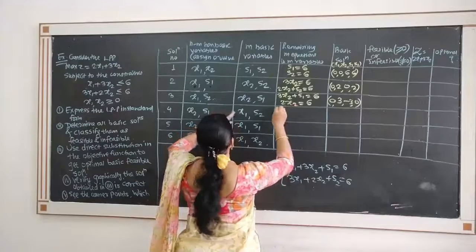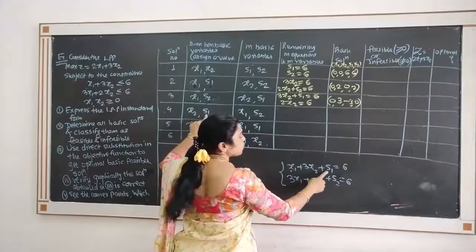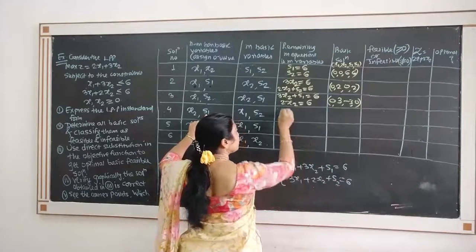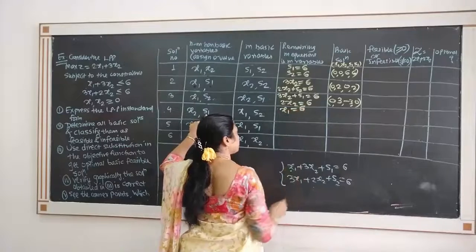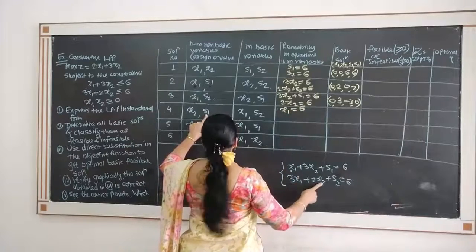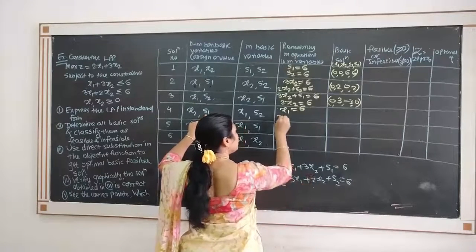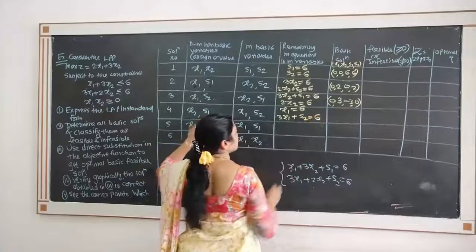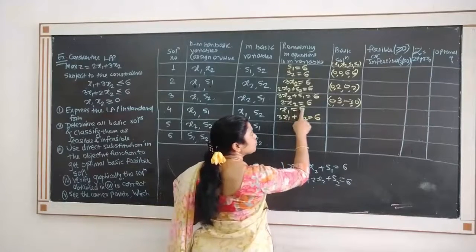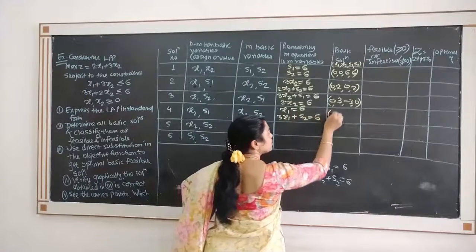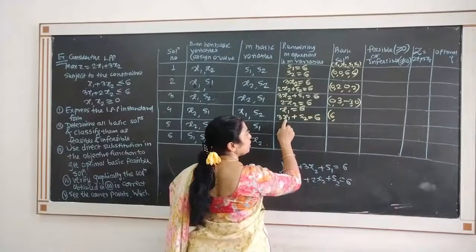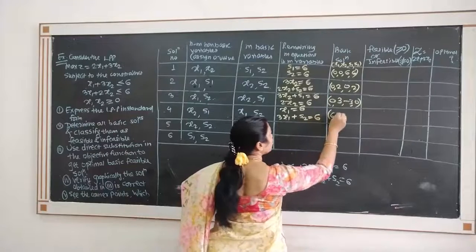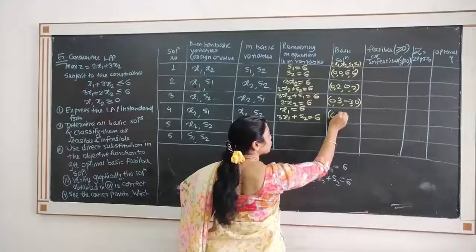Next, put x2 and s1 equal to 0. If you put x2 and s1 equal to 0, the first equation remains with x1 is equal to 6. Putting x2 equal to 0, the second equation remains with 3x1 plus s2 is equal to 6. So put x1 is equal to 6 here. Putting x1 is equal to 6, it gets to be 18. 6 minus 18. So we get the value of s2 where x1 is 6 and x2 is 0.